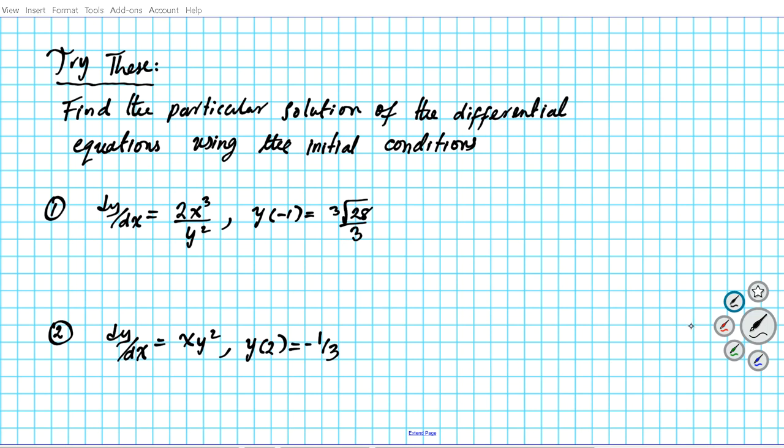Alrighty, welcome back. So hopefully you had a chance to try out the problems. The solution to question number 1 is y equals the cube root of 3x to the 4th over 2 plus 2. And then for number 2, the particular explicit solution is y equals negative 2 over the quantity x squared plus 2.